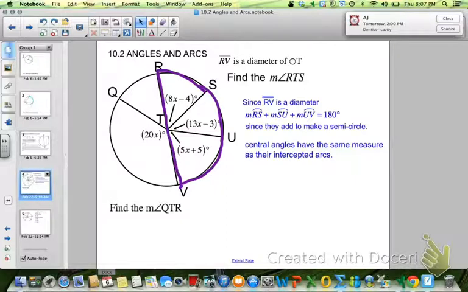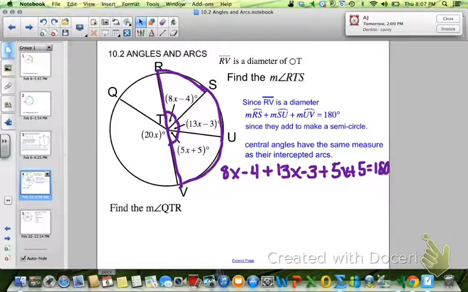And also remember that central angles have the same measures as their intercepted arcs. So all these central angles that I gave you, 8x minus 4, 13x minus 3, and 5x plus 5, are going to add up to 180 degrees. So let's write that equation out. There's 8x minus 4 plus 13x minus 3 plus 5x plus 5 equals 180. We'll combine all of our like terms.